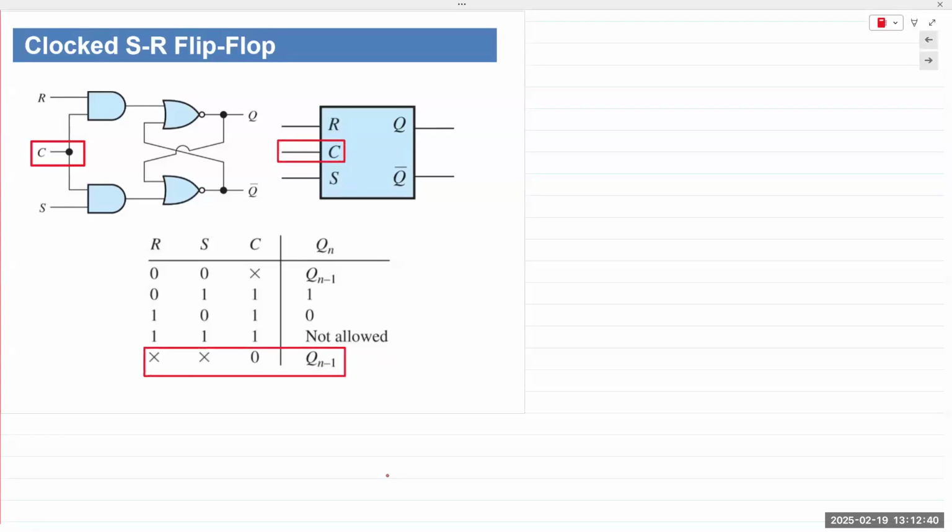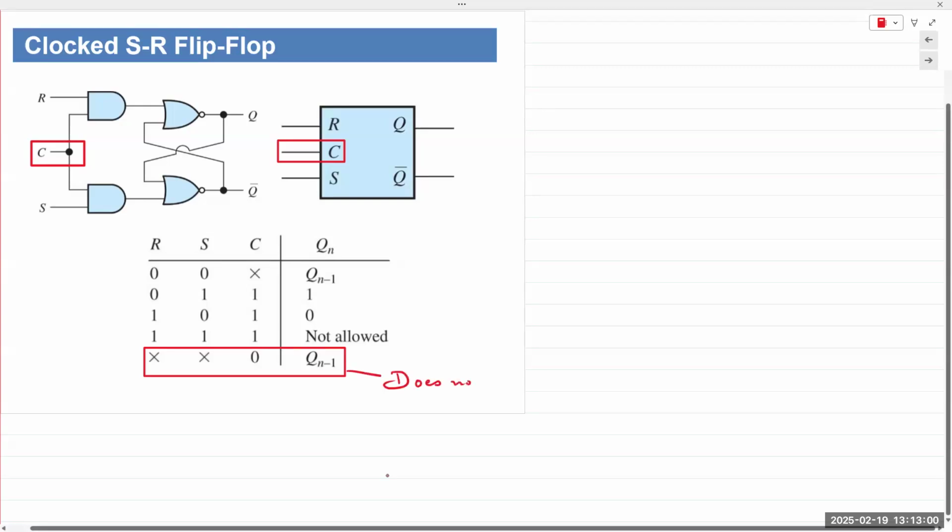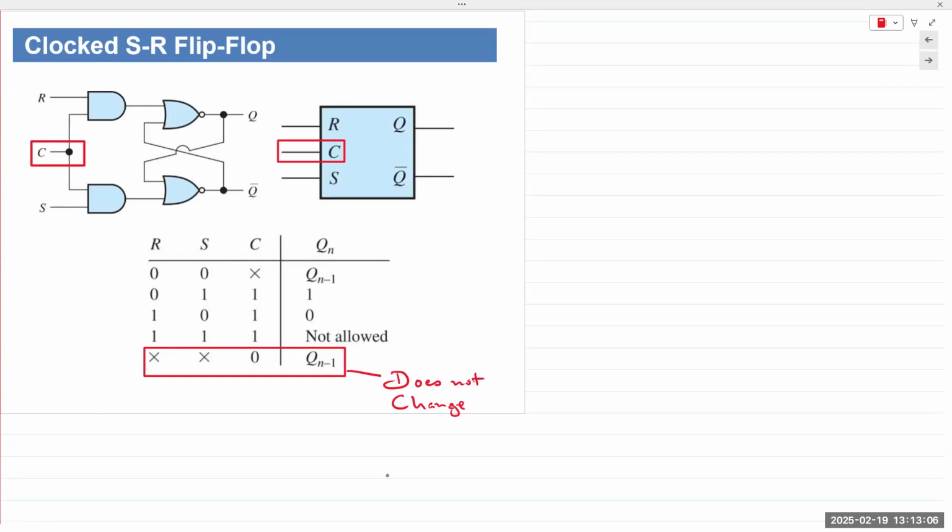If you look at this last state, what do we see? When the clock is 0, it doesn't matter what the inputs are. When the clock is 0, the output does not change. It remains in the previous state, Qn minus 1. The clock must be present, logic high, logic 1, in order for the flip-flop to function. Otherwise, the output does not change.